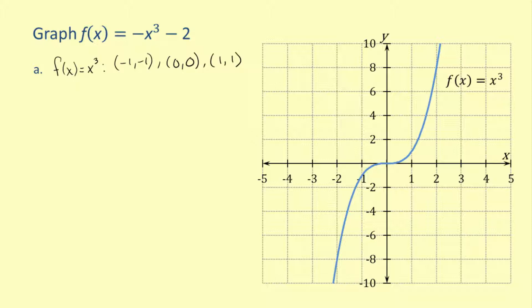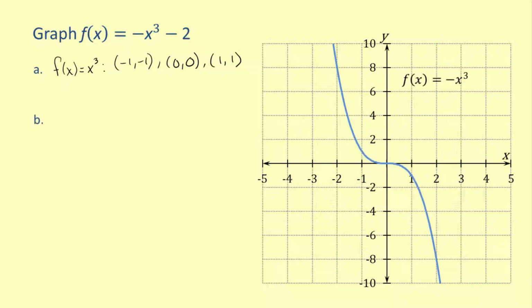Next, we'll want to look at the graph of negative x cubed. Since x cubed is negative here, we know the graph will be reflected over the x-axis. Here is the graph of negative x cubed. Using the same x-coordinates, we can determine that this graph passes through the points (-1, 1), (0, 0), and (1, -1). Here, we can see that the graph of negative x cubed is decreasing over the real numbers.